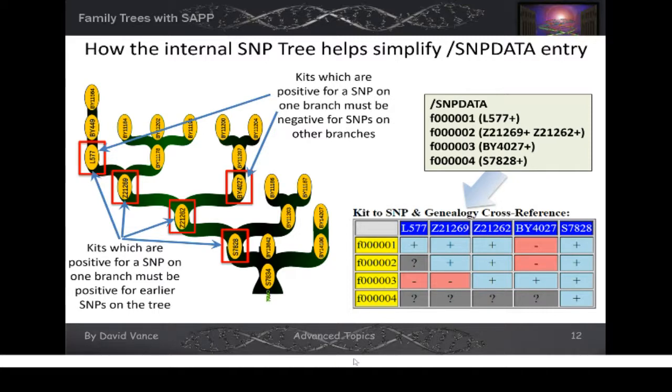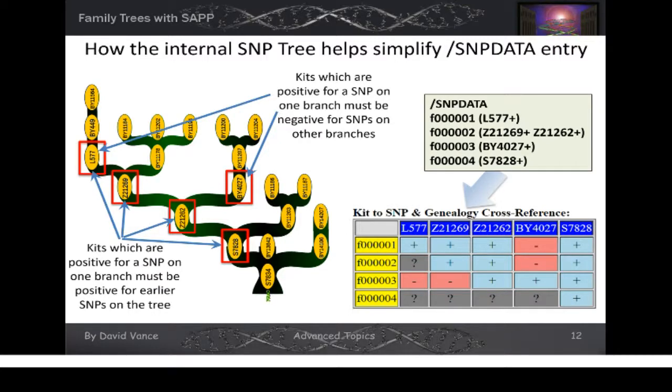So if you have the input file on the right-hand side here, this little box in green that talks about the SNP data section, and you have 4 kits again, and you've said kit 1 is positive for L577, kit 2 is positive for these 2 Z SNPs, kit 3 is positive for BY4027, and kit 4 is positive for S7828. Now, if that's all you know, and this is the only input you're based on, think about it as if someone came to you and gave you those SNP results for someone and you had no access to a tree. You wouldn't necessarily know from that simple explanation of their SNP results what they were positive and negative for and how they would relate to each other.